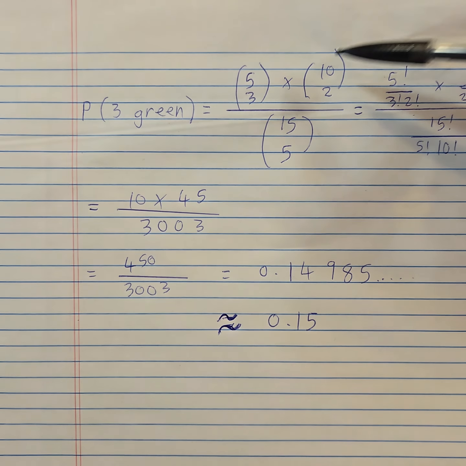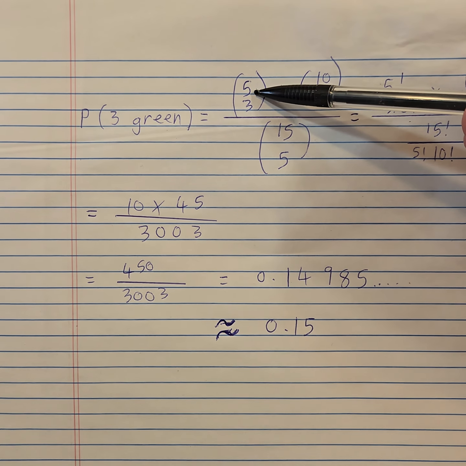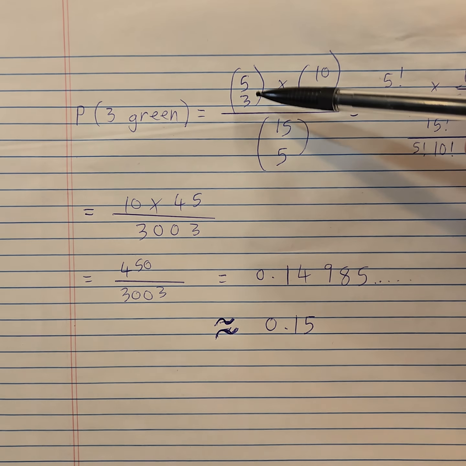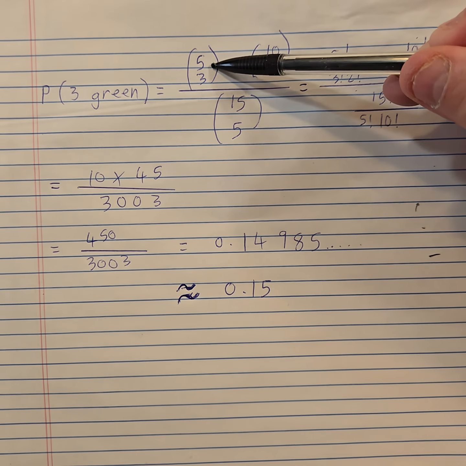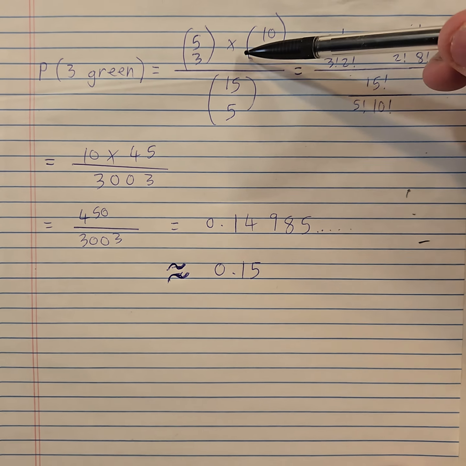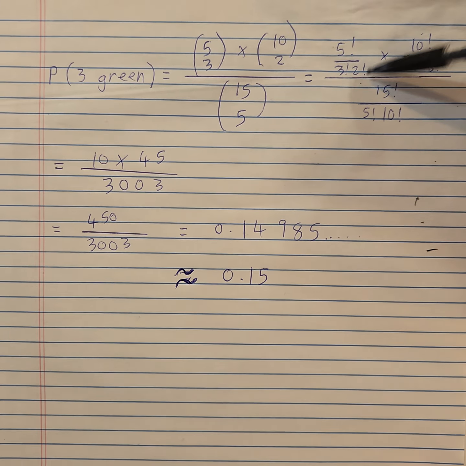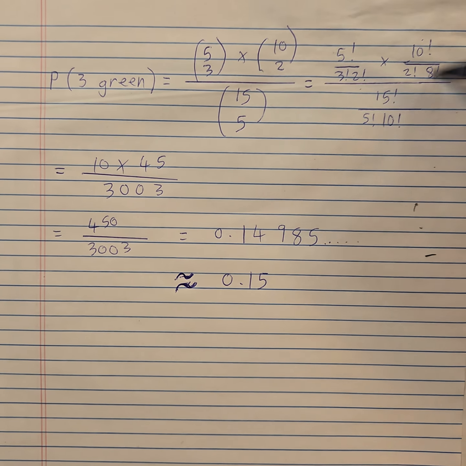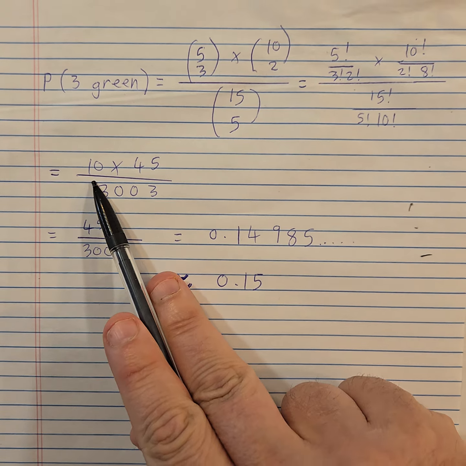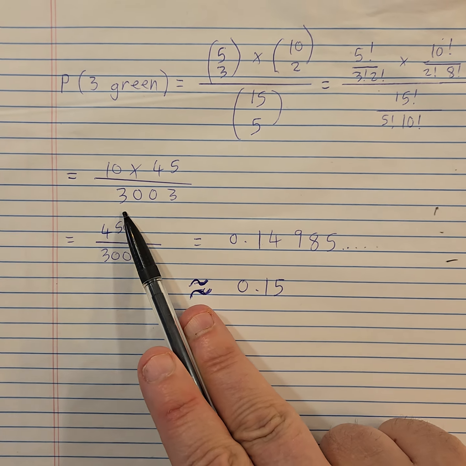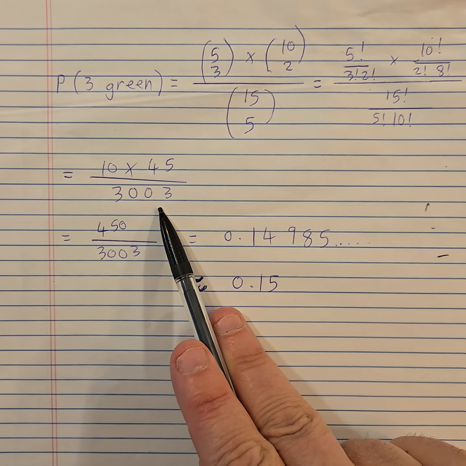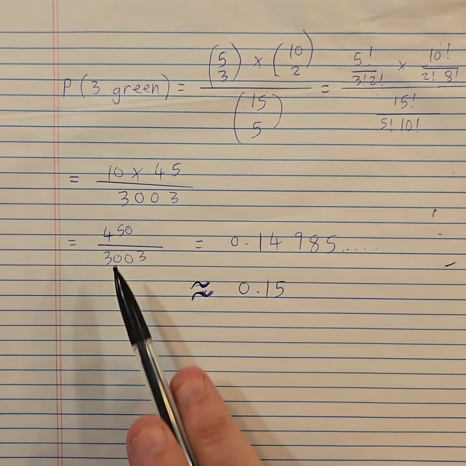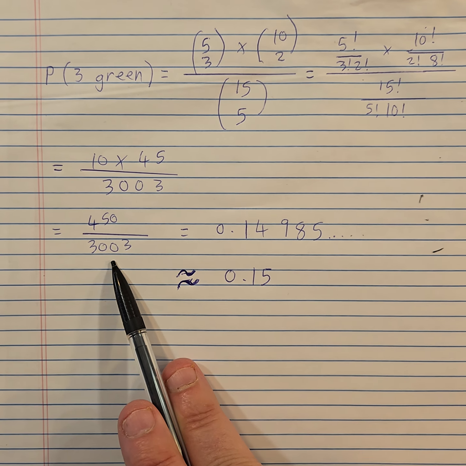And all we do is simplify. It's however you want to do it. If you want to, you can punch that into your calculator and go straight there. Or just like I said earlier, that's 5 factorial divided by 3 factorial times 2 factorial. When we simplify this, we finish with 10 times 45 divided by 3003, and we already solved that 3003 a little bit earlier. It equals 450 divided by 3003.